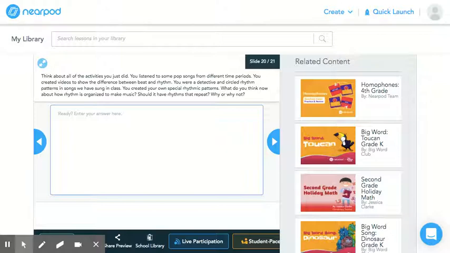Should it have rhythms that repeat? Why or why not? And then they are writing down their thinking, and we will see if their thinking has changed from the beginning to the end with these open-ended inquiry activities.